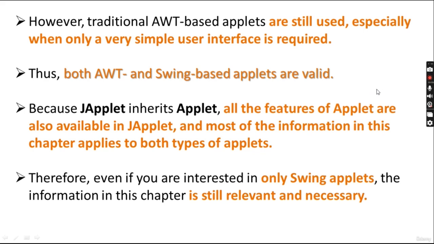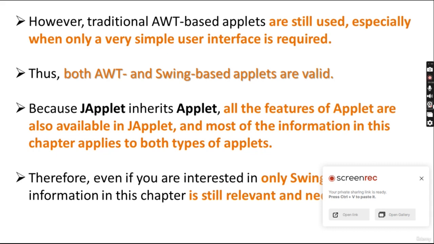In the previous video, we were talking about the Swing related applet and AWT based applet. AWT based applets are still used, especially when only a very simple user-friendly interface is required, not a big one. And both AWT and Swing based applets are still valid. JApplet inherits the applet class, so you have to understand both the applet class as well as the JApplet class. If you are only interested in Swing applets, still you have to understand all these things.